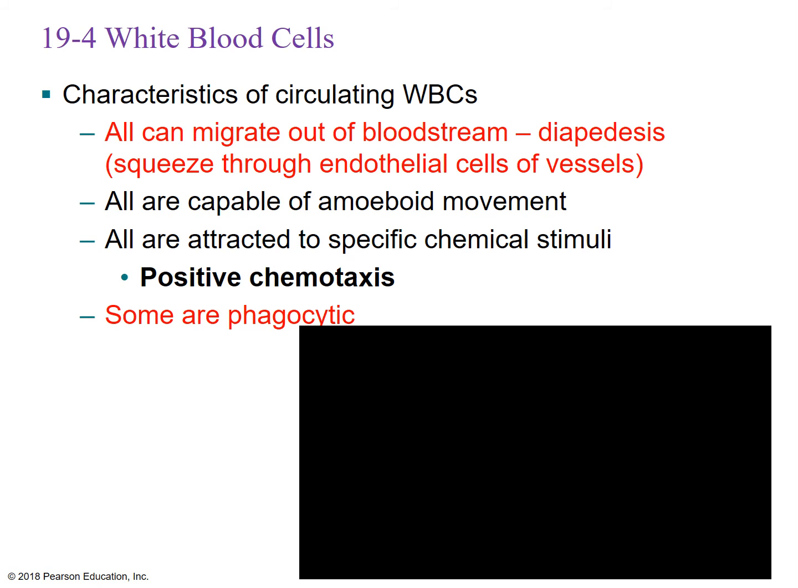The white blood cells are attracted to specific chemical stimuli. We call this positive chemotaxis. So whenever we say chemotaxis, think about a cell phone. Basically, a chemical cell phone signal that's calling the white blood cell, telling them, hey, I want you to come over here because we have an issue over here. Some white blood cells are phagocytic. Remember, when we think phagocytic, think about Pac-Man. It means they're going to eat or engulf something.